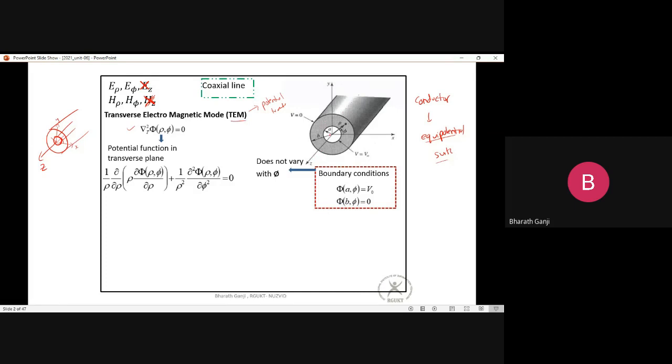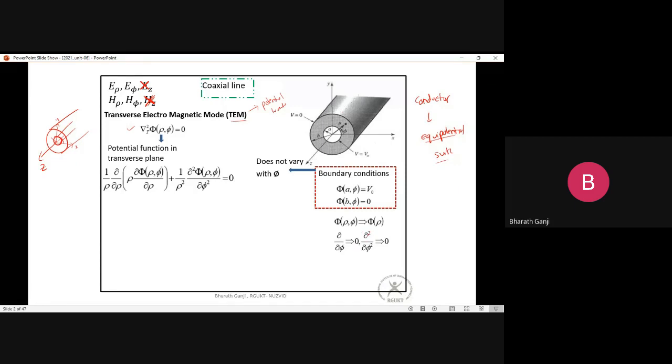So I can see the boundary conditions are not changing with phi. If the boundaries are not changing with phi, then the potential function should also not change with phi, because otherwise even at the boundary you would get different values at different angles of phi. Since that is not going to happen, I can assume that, because of the circular symmetry, the potential is not a function of phi. Let us see whether that kind of solution will work out.